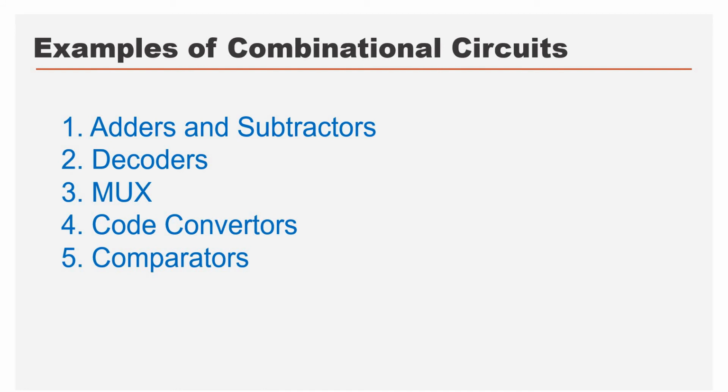Comparators which compare two or more input combinations. We have ROM, that is read-only memory. We have PLA, that is programmable logic array, and then we have PAL, that is programmable array logic. These are some of the examples of the combinational circuits.